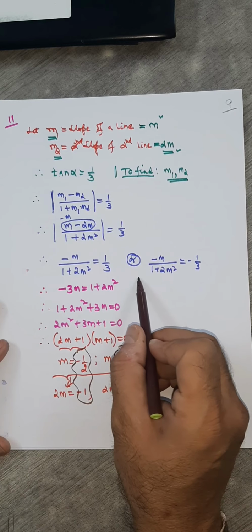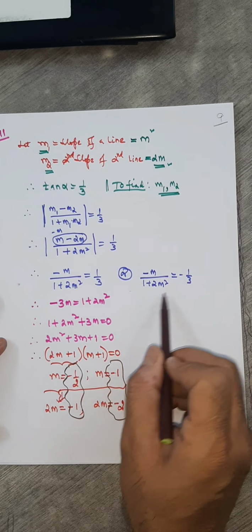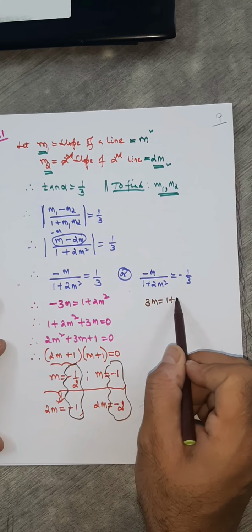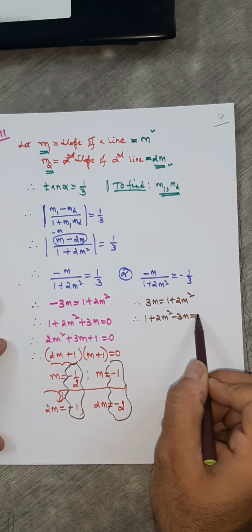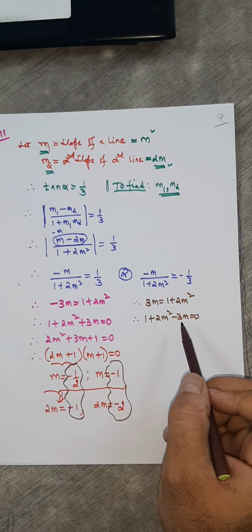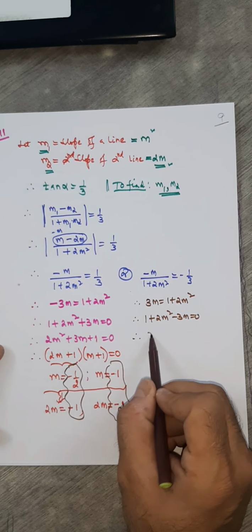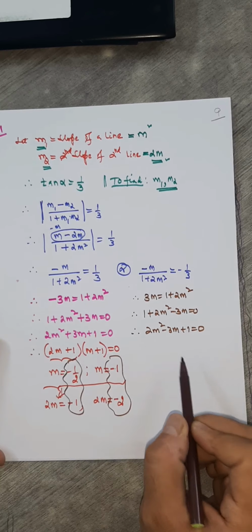Same way you need to do here also, parallelly. So there will be 4 possibilities actually. Minus minus will get cancelled here. So 3m equals 1 plus 2m squared. Therefore you will get 1 plus 2m squared minus 3m equals 0. Fine. And now the question is what? Factorization. So 2m squared minus 3m plus 1 equals 0.